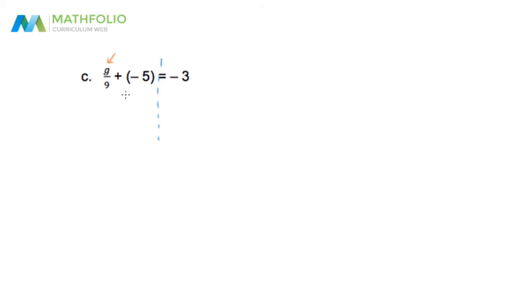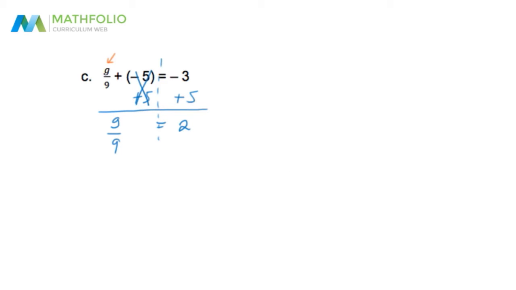So we need to do the opposite. So we can zap this -5 by adding 5. We've got to do the same to both sides. And this little dashed line really does help make sure that we do the same to both. Now -3 plus 5 is 2. The 5's do cancel. -5 plus 5 is 0, so we don't put anything. And we bring down our g over 9.